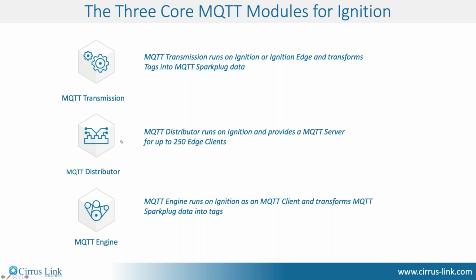Now, the next module is MQTT Distributor, and that is a proper 3.1.1 compliant MQTT server that is actually an Ignition module. So it's very easy to add an MQTT broker or server, if you will, to your infrastructure. And then finally, we've got MQTT Engine. It is the reciprocal of Transmission in that it can subscribe to information coming over our MQTT infrastructure. Then it can convert those to tags and folder structure inside of Ignition. So that's where we get our auto discovery plug and play capabilities with MQTT Engine.